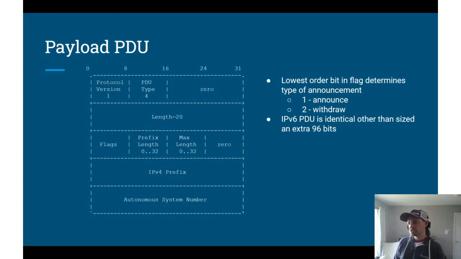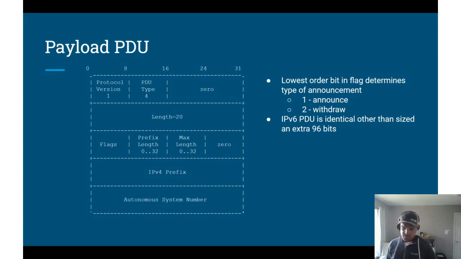So yeah, as you can see, it's just an IPv4 prefix, prefix length, max length, and the ASN, which is allowed to source this prefix. As you can see, the ASN is 32-bit, so 32-bit ASNs are supported from the get-go.